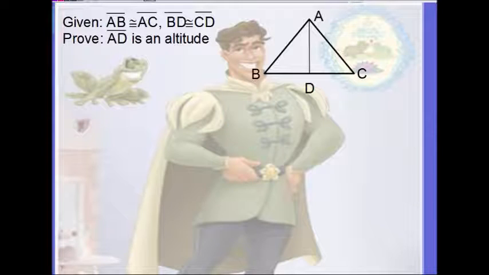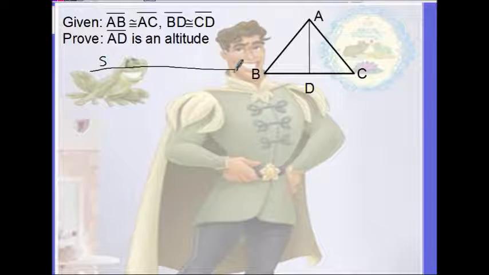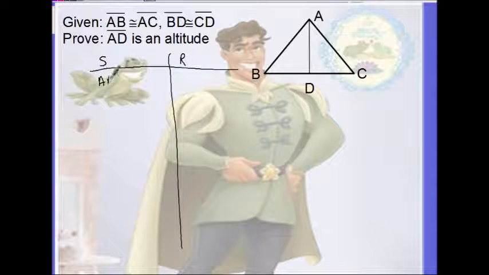Okay, here we go. Here's our first proof. So let's start off with our statement and reasons. So, we're given that AB is congruent to AC and that BD is congruent to CD. Let's put in those tick marks. AB, AC, BD, DC. Those are all given to us.